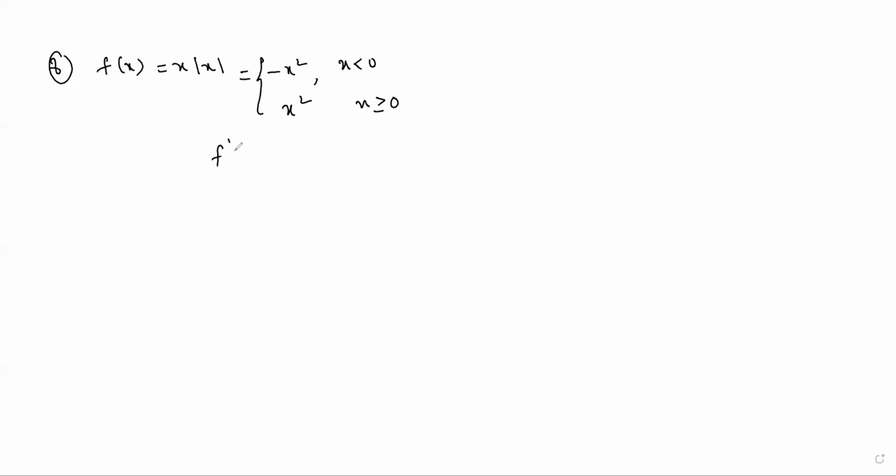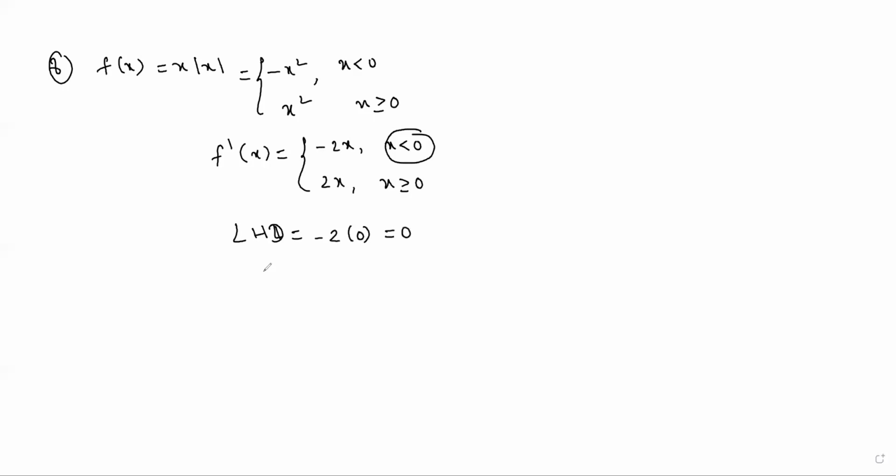Now, if you differentiate this, f dash of x is equal to the derivative of minus x square, which is minus 2x, when x is less than 0, and the derivative of x square is 2x when x is greater than or equal to 0. Now, if you take the LHD at 0, on the left hand side, at less than 0, the derivative function is minus 2x. That's why this is minus 2 into 0, which is 0. Similarly for the right hand derivative, we can do a shortcut like this also. For greater than 0, the derivative function is 2x, 2 into 0 is 0.